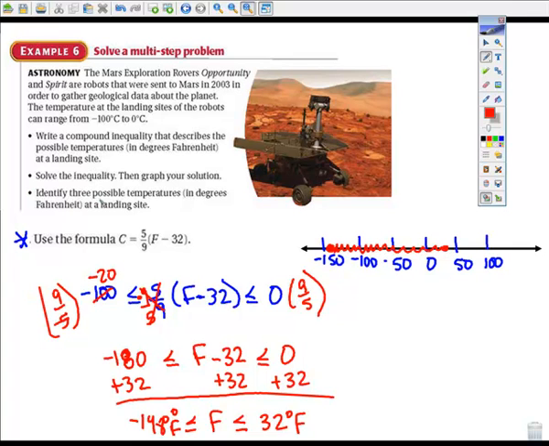Now the last part says identify 3 possible temperatures. So it's anywhere in here. So I can say, for example, negative 100 degrees Fahrenheit, 30 degrees Fahrenheit. Again, anything in here. Negative 27 degrees Fahrenheit. Those are just 3 possibilities.